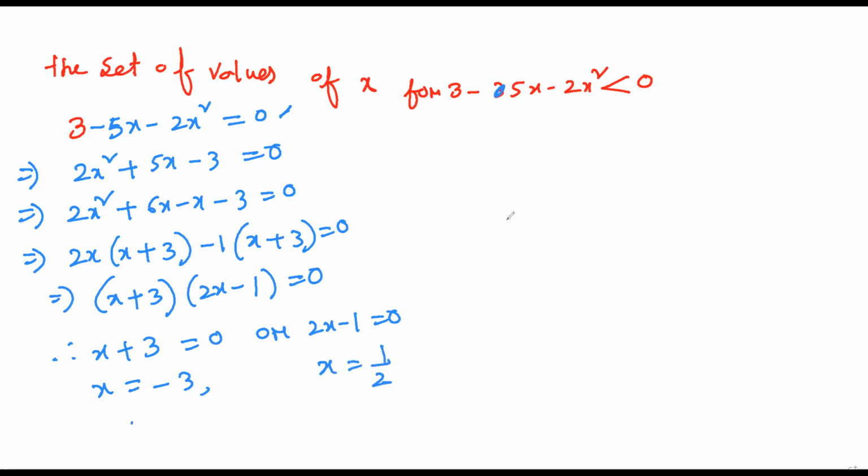These are the values where the curve passes through the x-axis. And as the x square coefficient is negative, the curve will be cap shape. So the curve passes through minus 3 and half. Okay, the curve will be cap shape, like this.